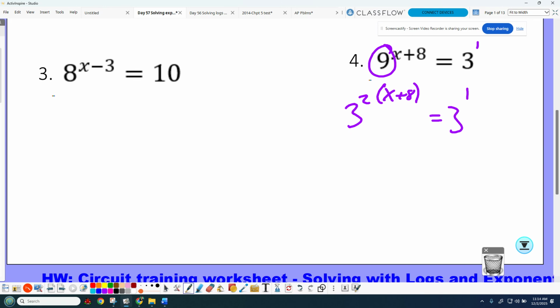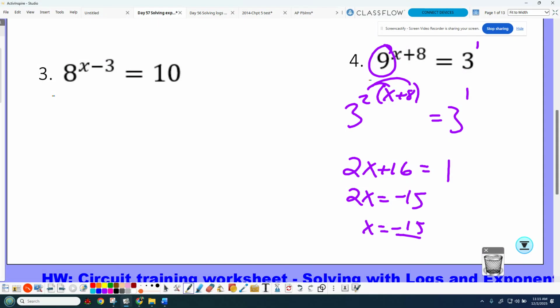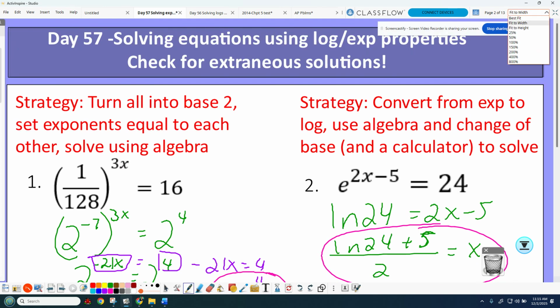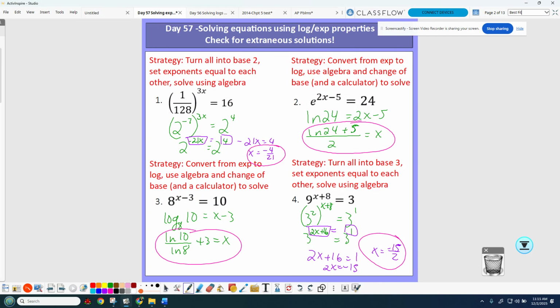So now this exponent and that exponent have to be equal. So 2x plus 16, so I just distributed the 2. This exponent has to equal that exponent. Subtract the 16, divide by 2, and you get a number that was totally reasonable to find. So this is partly why I am not letting you use Desmos on Friday, is you need to be able to think through some of these. So one of the strategies: change them to the same base, like in number 1 and number 4, and then solve.